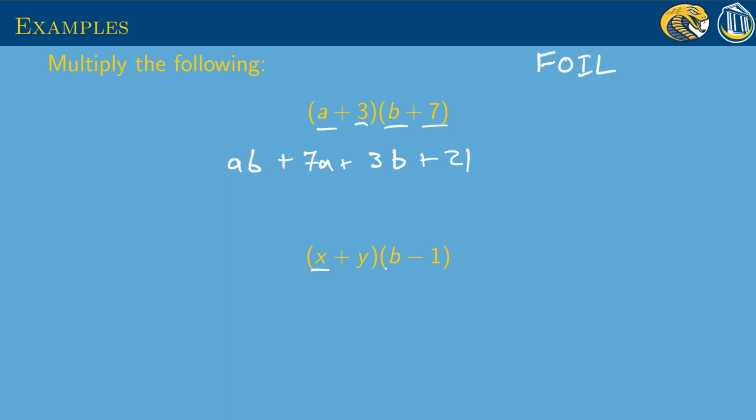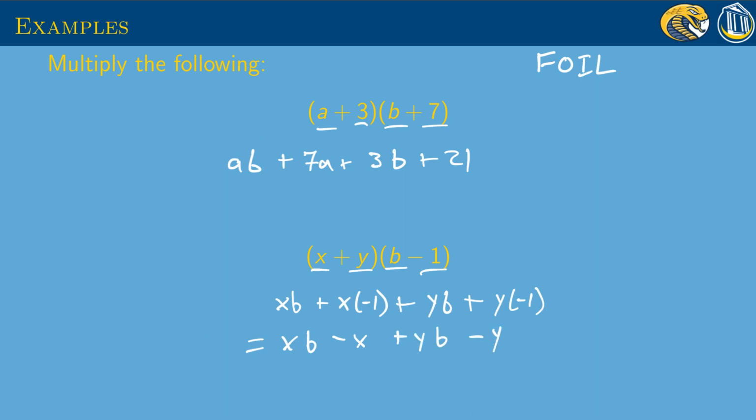Once again, FOIL, first, x times b, outside, got to be aware of the signs here. We have x times negative 1. Inside, that's y times b. And last, we have y times negative 1. If we're doing this, we'll notice these minus signs. We can actually incorporate them directly into the expression to get xb minus x plus yb minus y. Either one of these is acceptable. They're both mathematically equivalent.